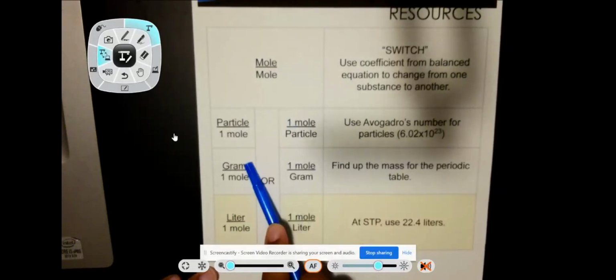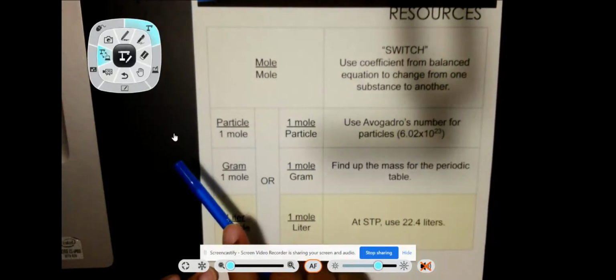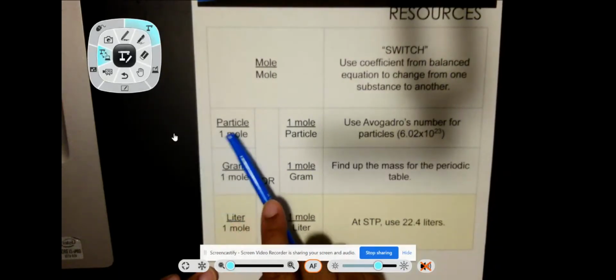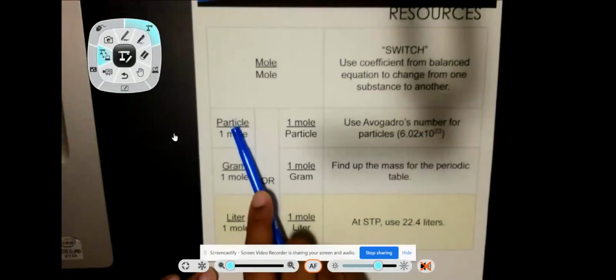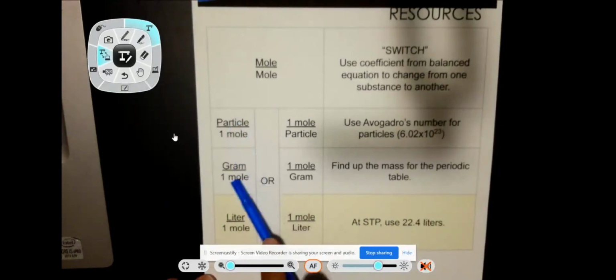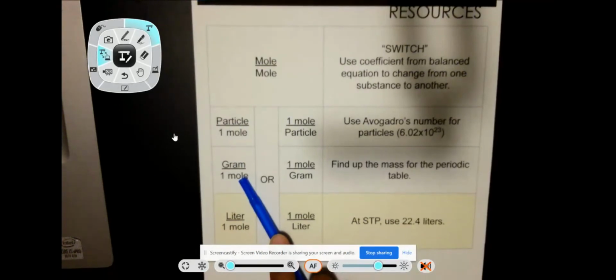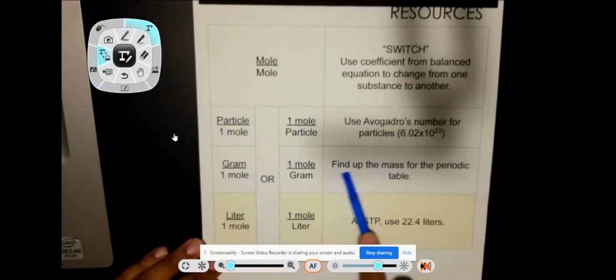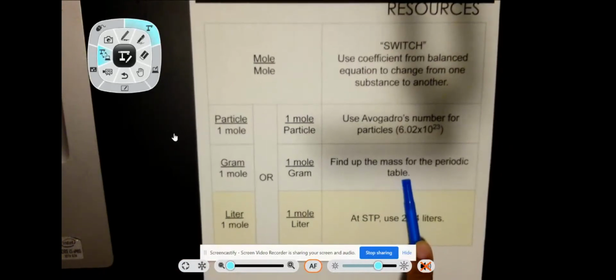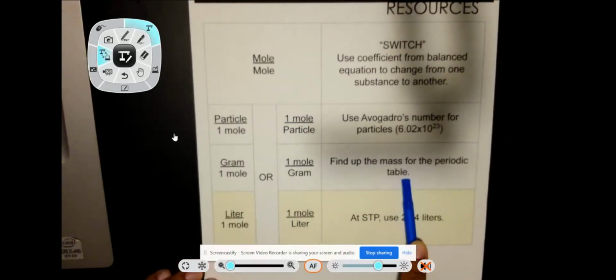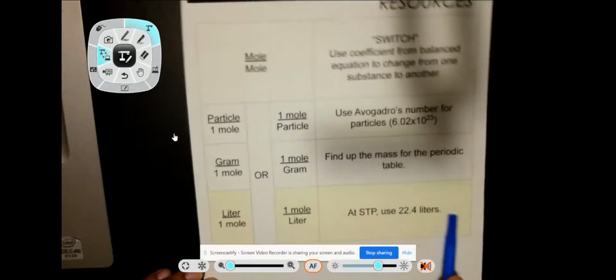Then, if the question is asking you for particles, or you have atoms or formula units or molecules, then you're going to use this conversion, which we've already seen. And then same thing with grams. If the question is asking us for mass, you're going to find the mass on the periodic table and add them up if it's a compound. And then the one we're going to focus on today, and that's why it's highlighted, is liters.